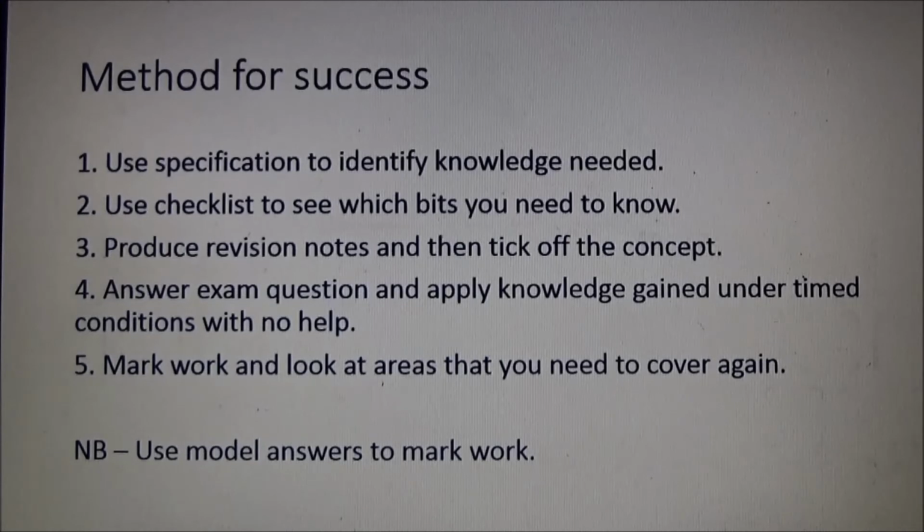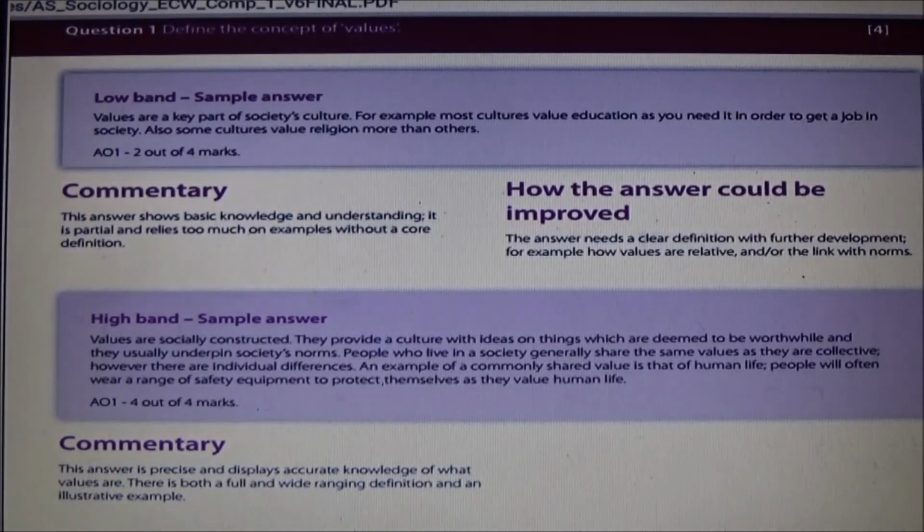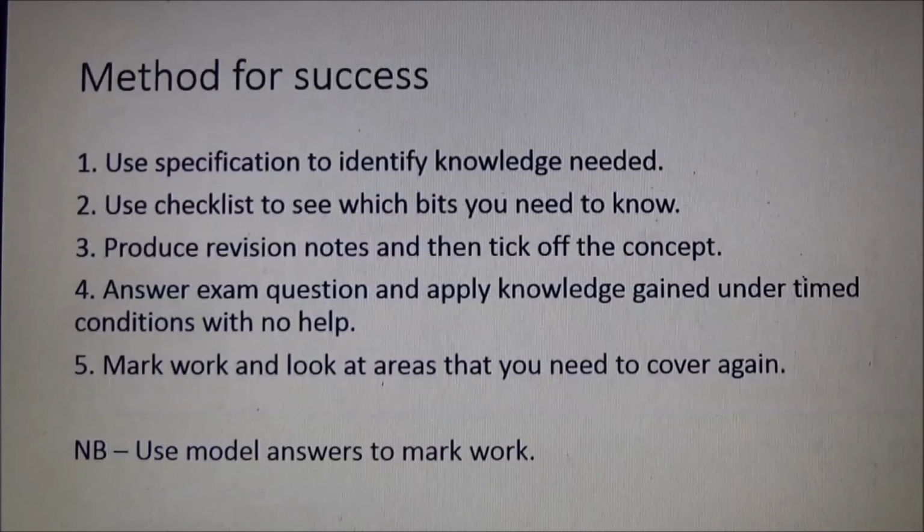Then lastly, mark the work that you have done and look at areas that you need to improve upon or cover again. One of the ways to mark the work is to use model answers that are provided by myself or are provided by OCR. For example, we have model answers here on the OCR website with some commentary, and again some model answers here for the values question as well, with some commentary about how to improve and a better answer. So I'm going to leave you with that method for success.